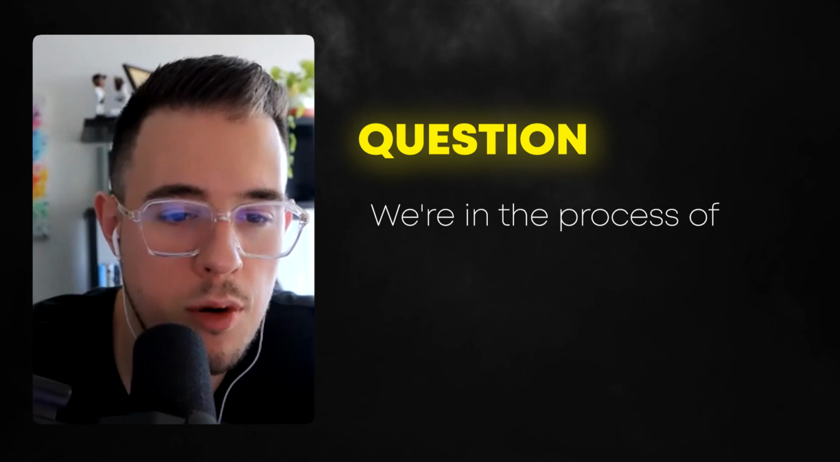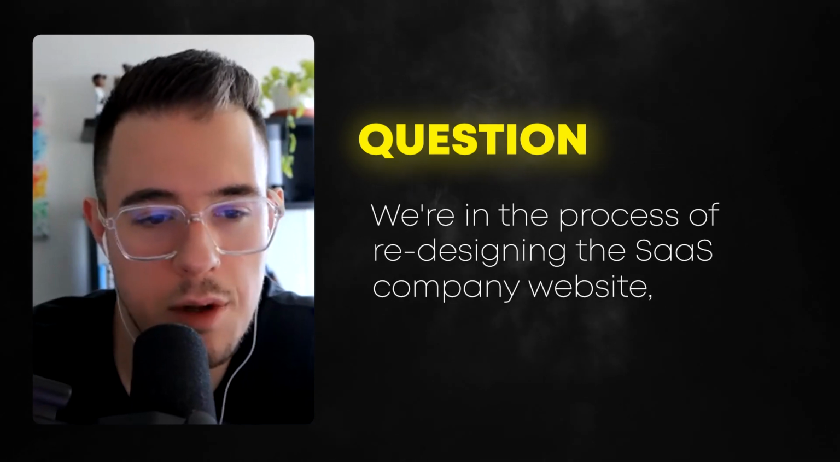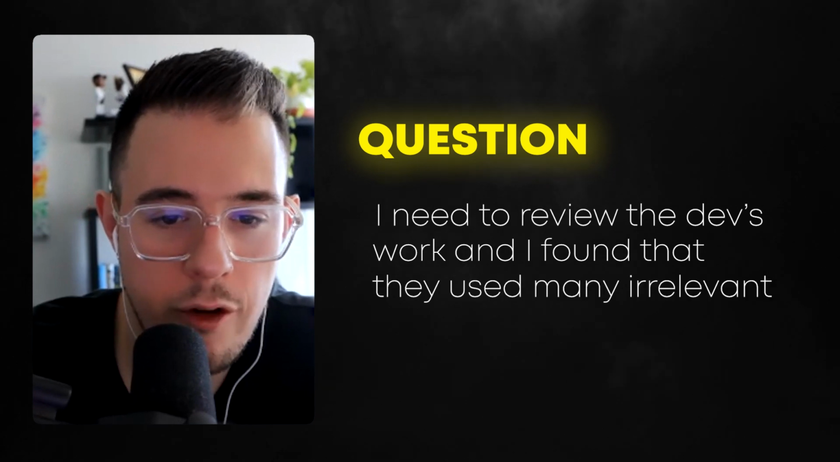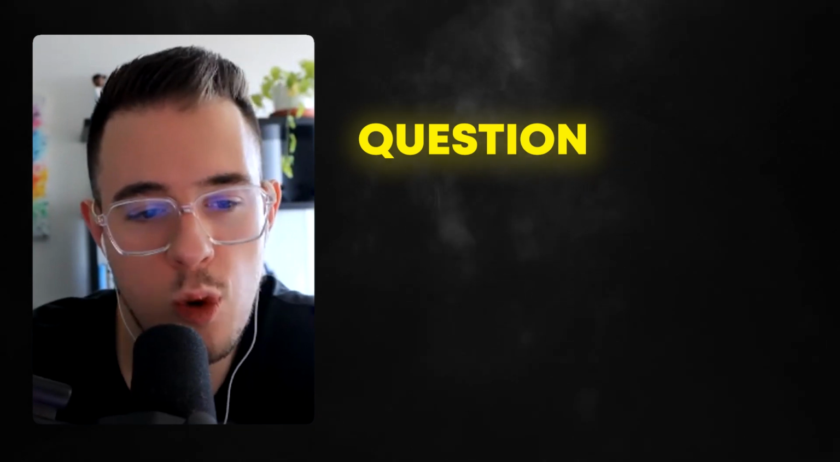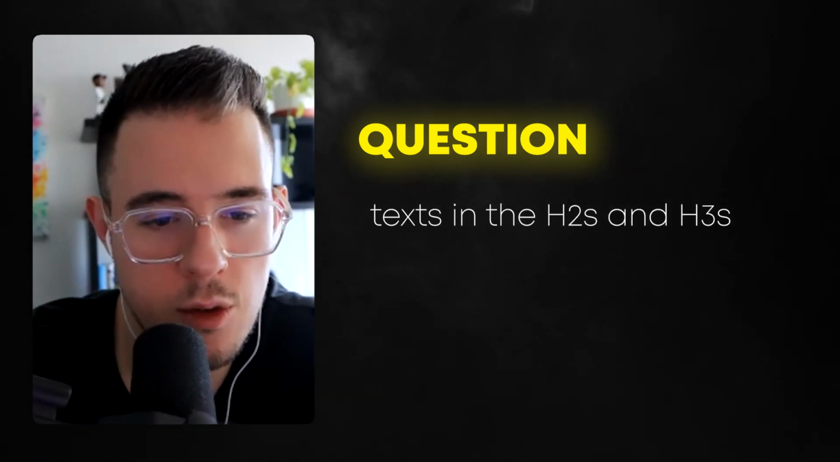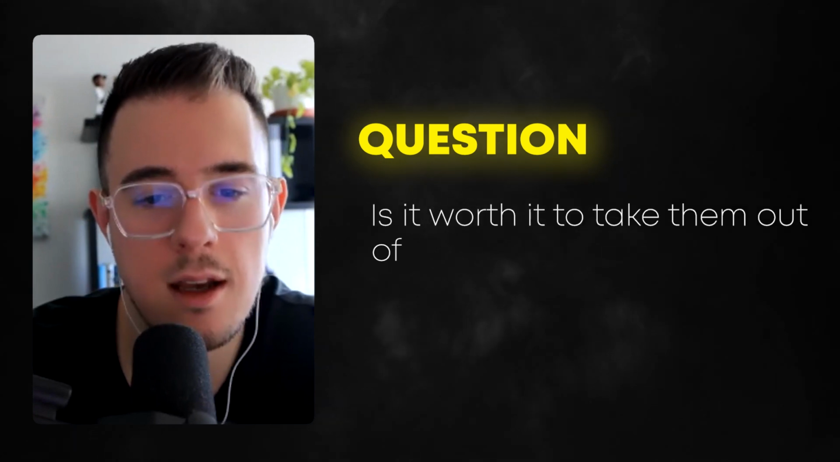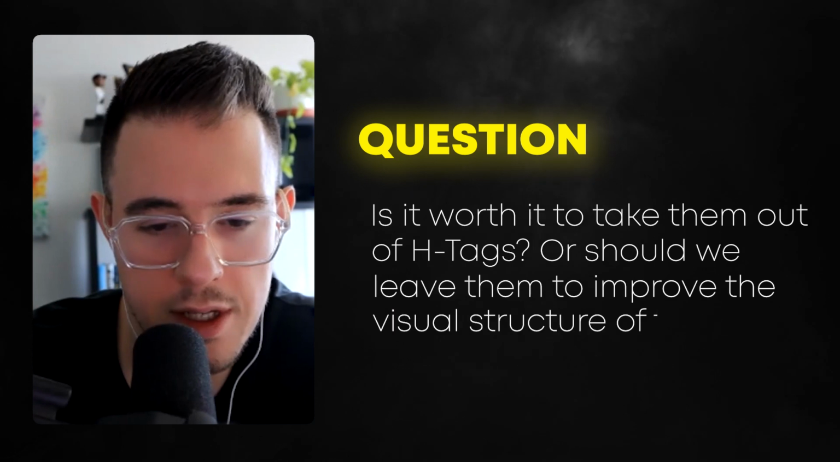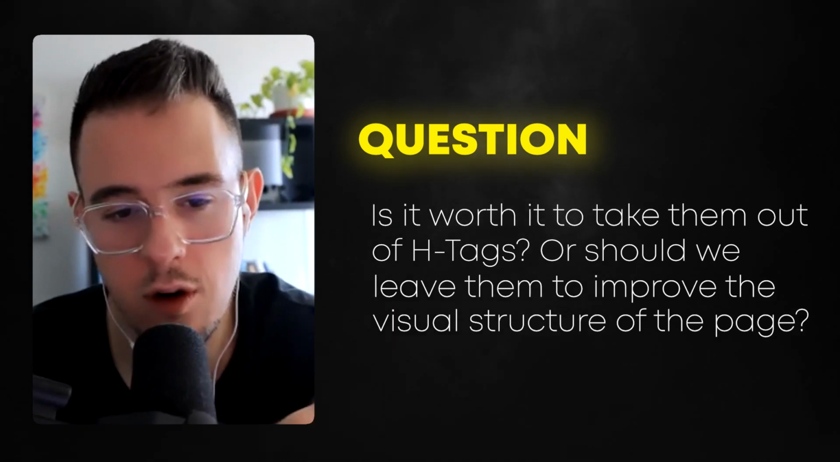One question from Gabor in the Slack channel was the following. He says, we're in the process of redesigning the SaaS company website. I need to review the devs' work, and I found that they use many irrelevant texts in the H2s and H3s. Is it worth it to take them out of H tags, or should we leave them to basically improve the visual structure of the page?